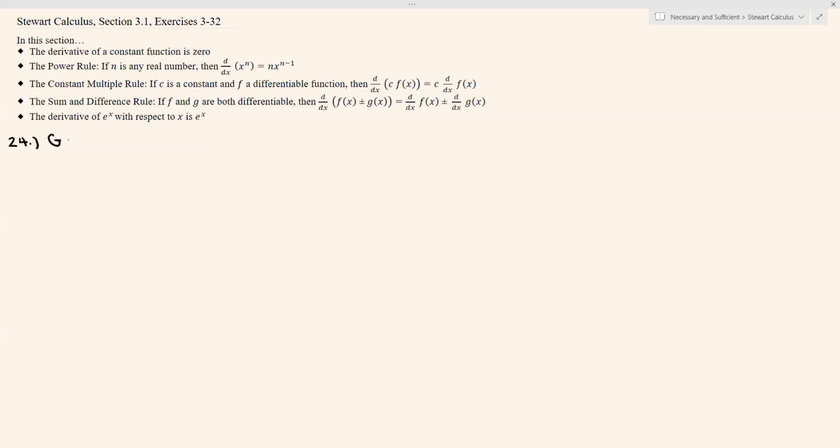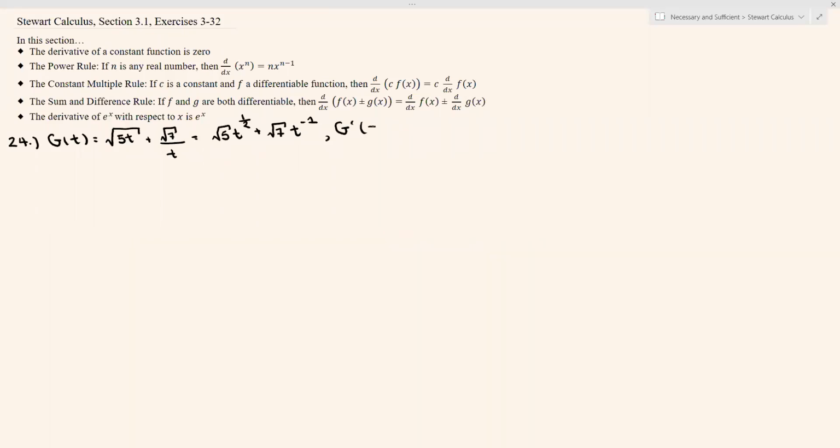We have g of t is equal to the square root of 5t plus the square root of 7 divided by t. I'm going to rewrite this as the square root of 5 times t to the 1/2 plus the square root of 7 times t to the power negative 1.